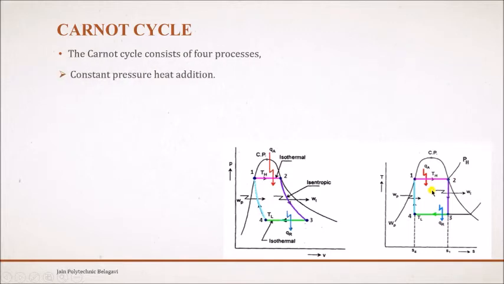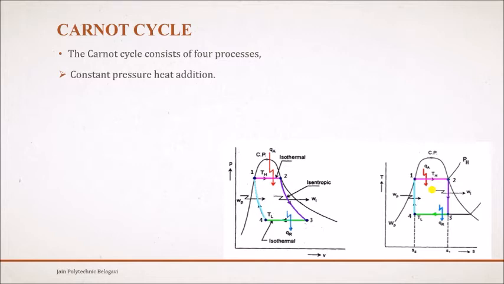The Carnot cycle consists of four processes. The first one is constant pressure heat addition. The heat addition is nothing but heating of water in the boiler. When coal is burnt, heat is produced, and that heat is utilized to convert the water into steam.